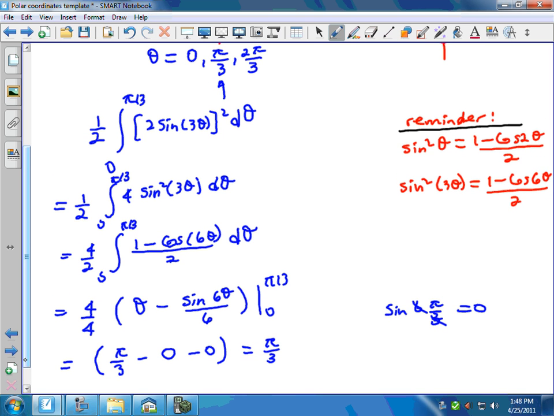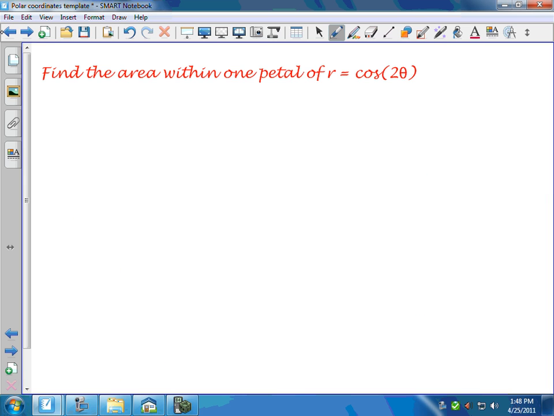And sometimes they ask the question, what is the total area traced by this curve? If that was the case, you would multiply by 3. If it's just area within one petal, then it would be pi over 3. Okay. And what about the other example? It looks similar, but yet it has a little twist to it. Let's also take a look at that one before you try the ones on the group activity, which will give you enough practice before you try the one on your assignment.